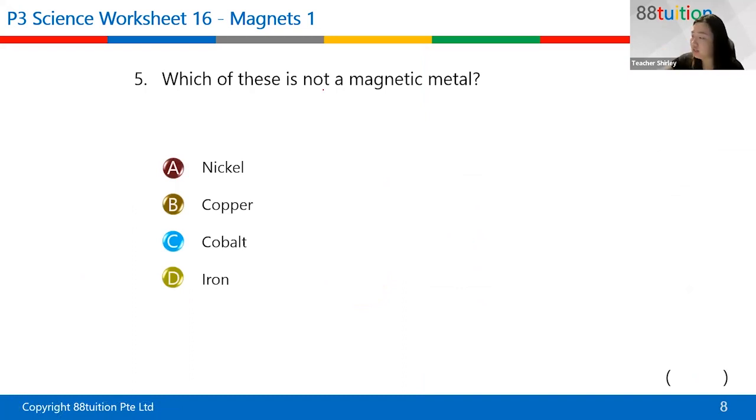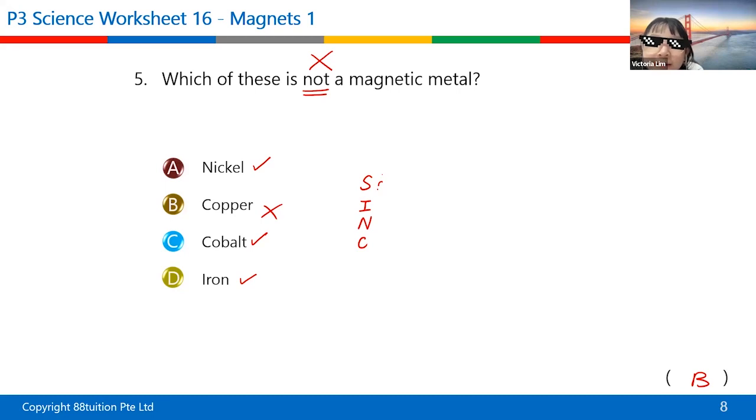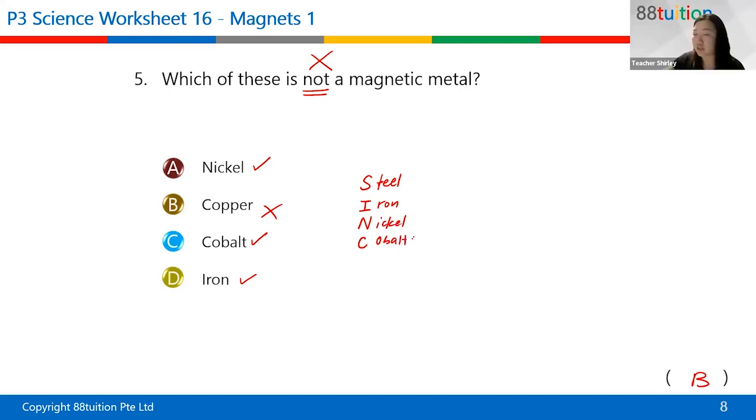Which of these is not a magnetic material, magnetic metal? You just now told me copper, right? Yeah, that's right. Nickel is, cobalt is, iron is, copper is not. Very good. You still remember. You have good memory, huh? Not really. Steel, iron, nickel, and the last one, students tend to mix them up. It's actually cobalt, not copper. Okay.